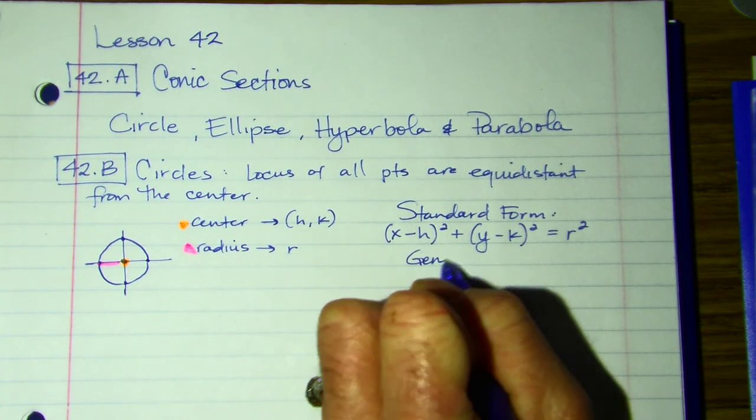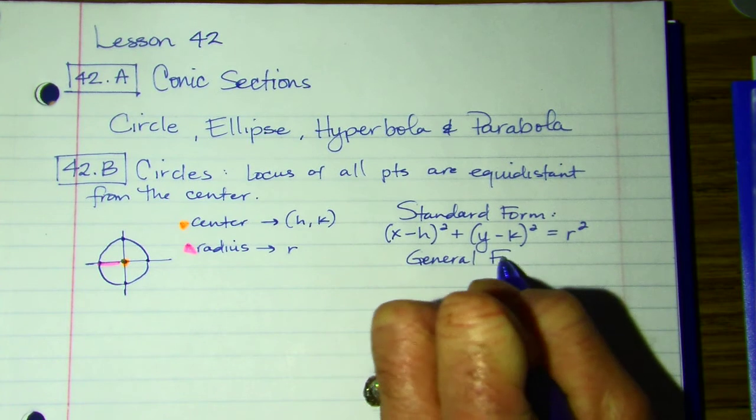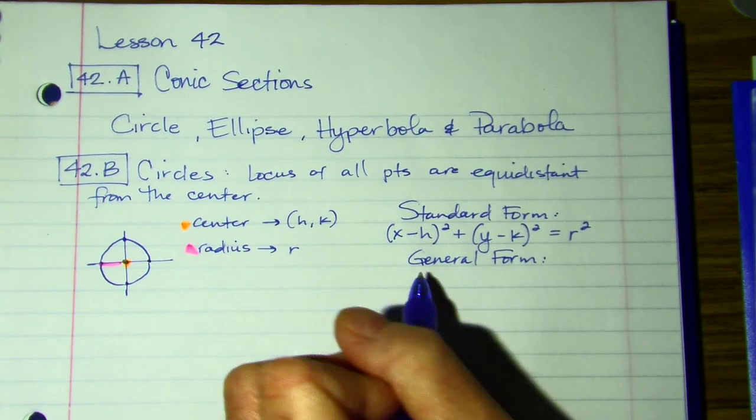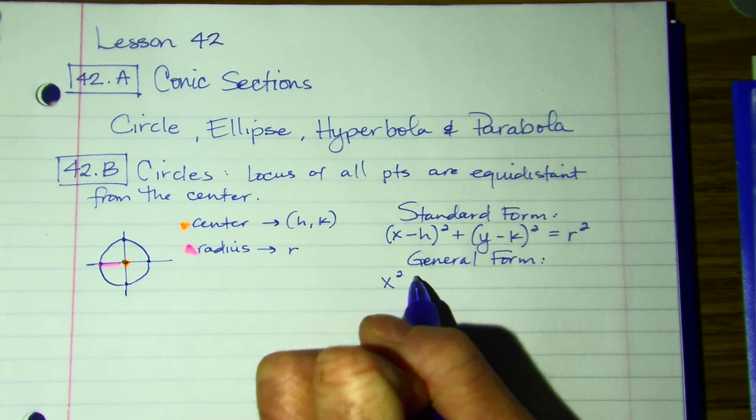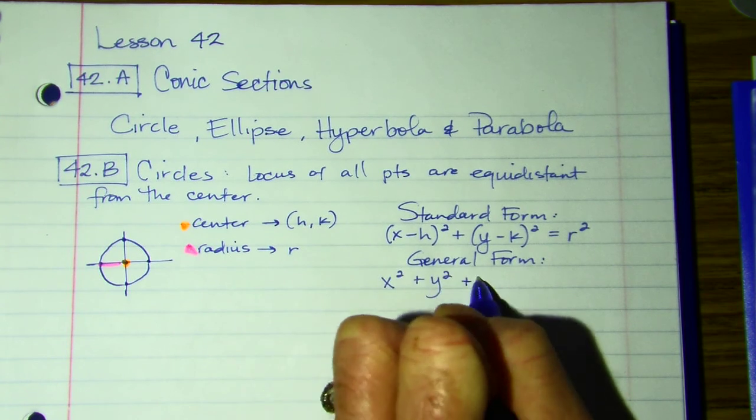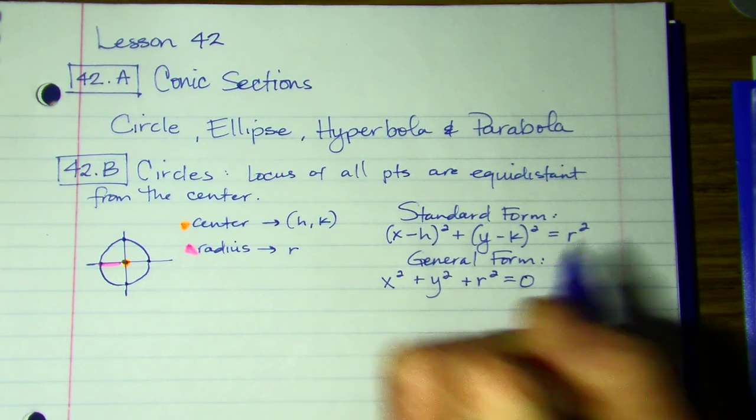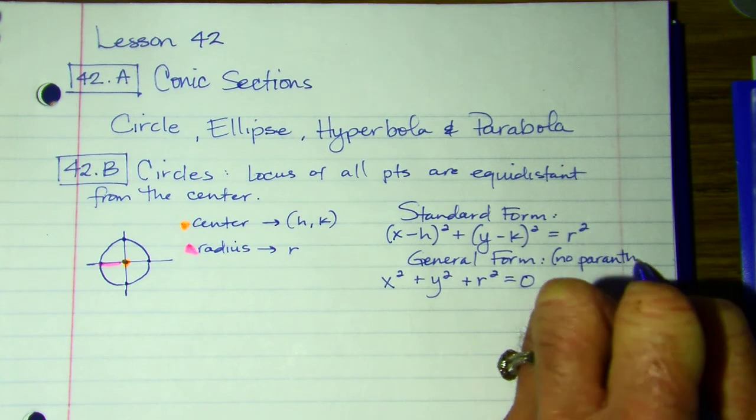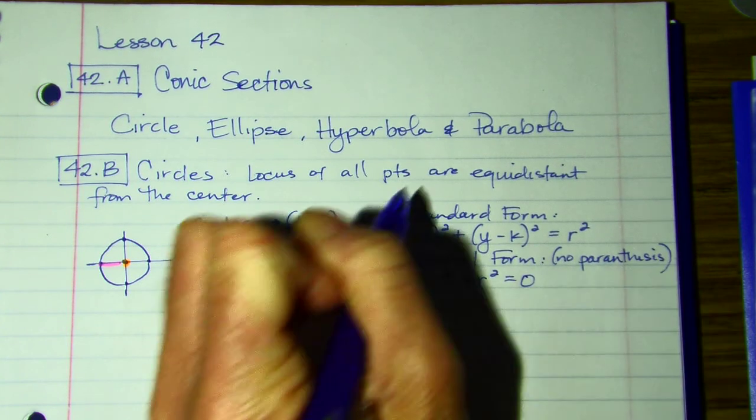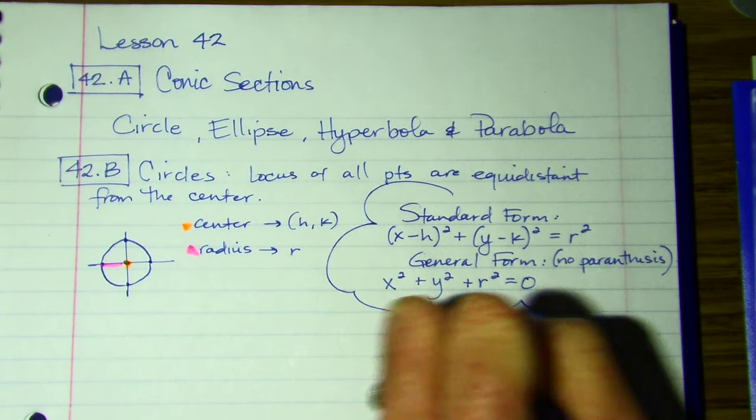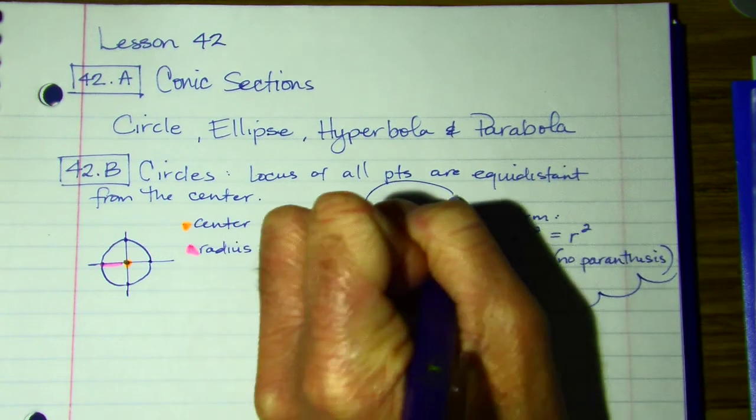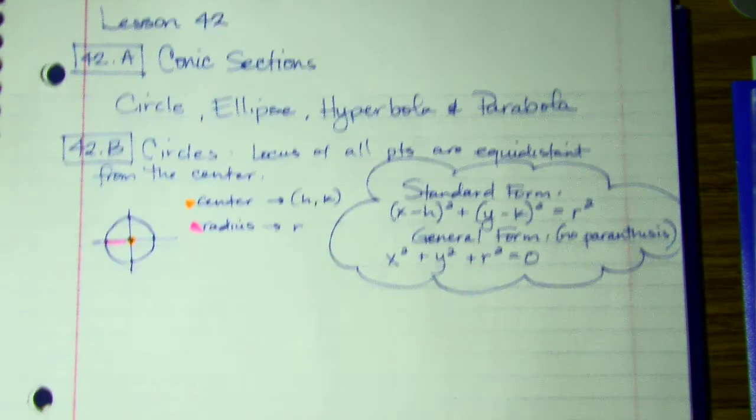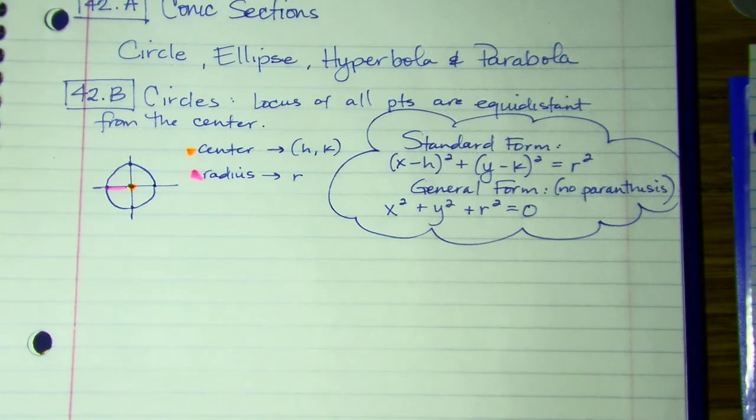General form is when we have everything on the same side. So we have no parentheses. So this would be x squared plus y squared plus r squared equals 0. Note that there are no parentheses when it's in general form. So you do need this piece of information so that when a test or homework asks you for a particular form, you have it. So we're going to actually practice a couple.